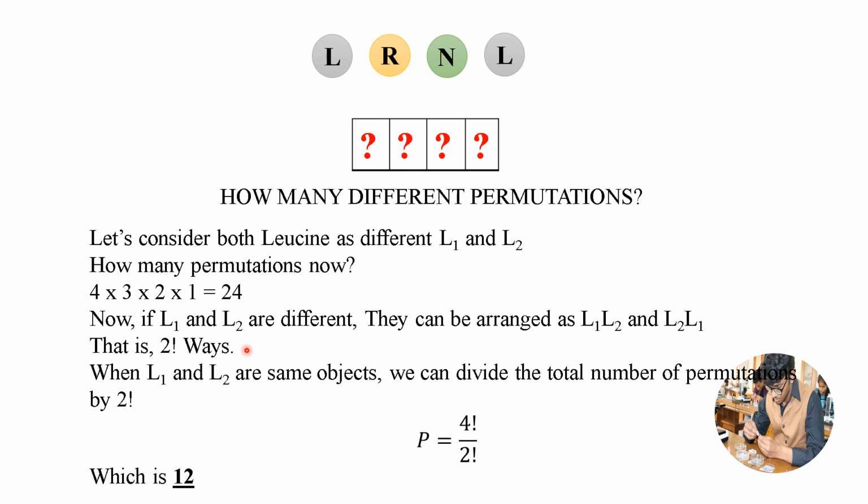Now, if they are different, they can be arranged as L1 and L2, and L2 and L1. But because these two are the same, they do not make any difference. L1 and L2 and L2 and L1 are the same. So the number of arrangements of these similar objects has to be divided out of the total number of permutations that are possible. So when there are 2 same objects, for this case it will be 4 factorial divided by 2 factorial, which is 12.